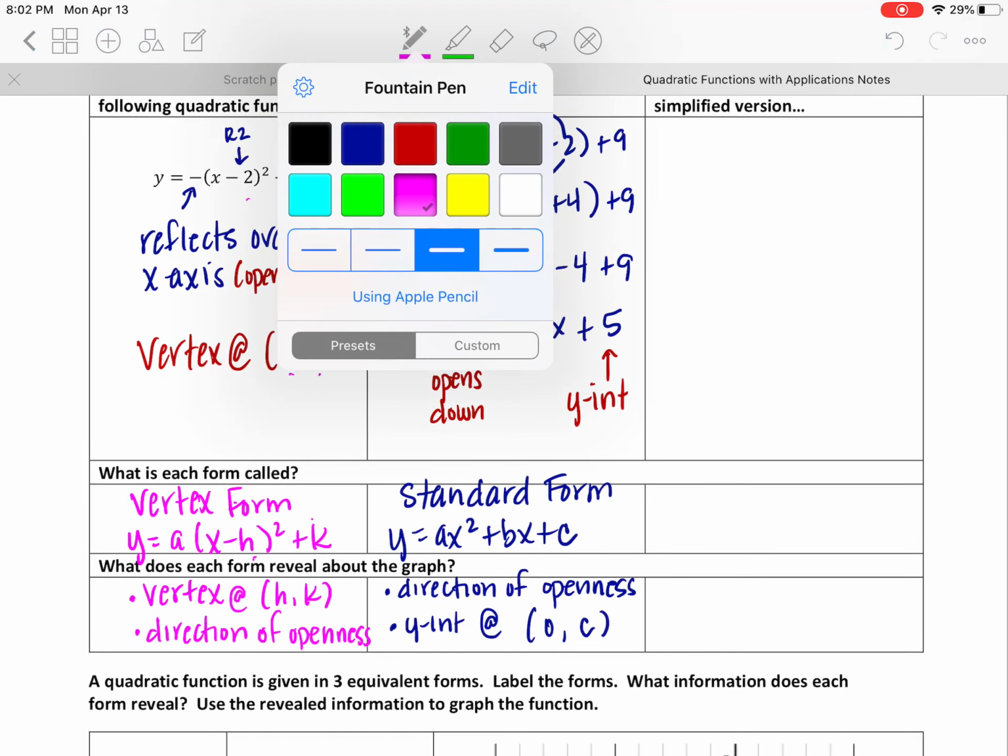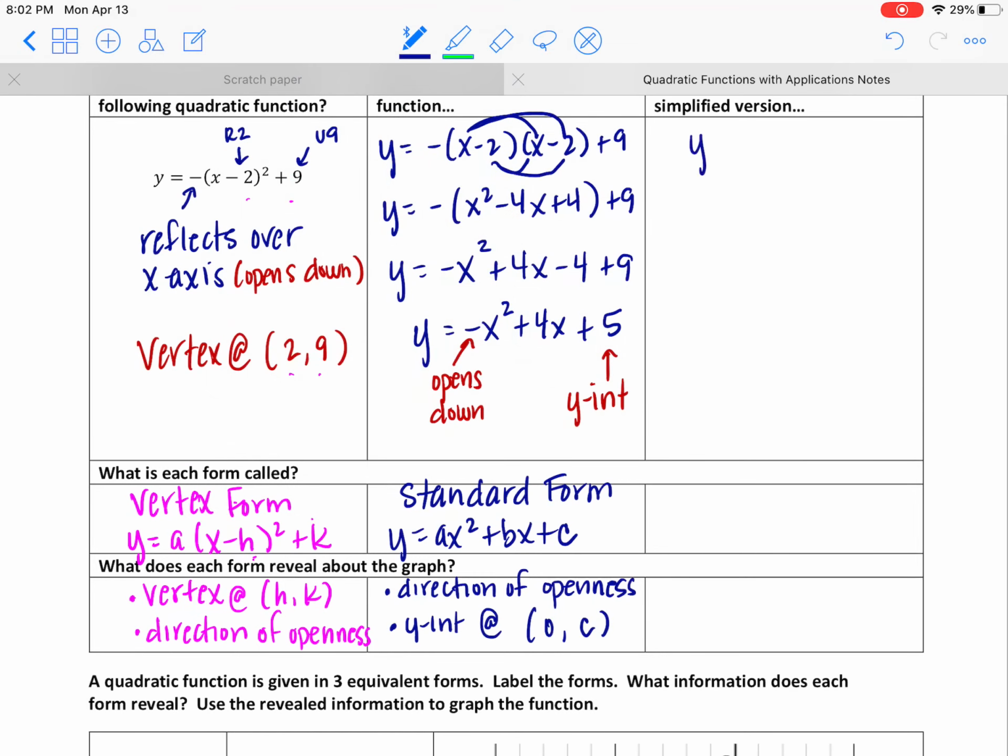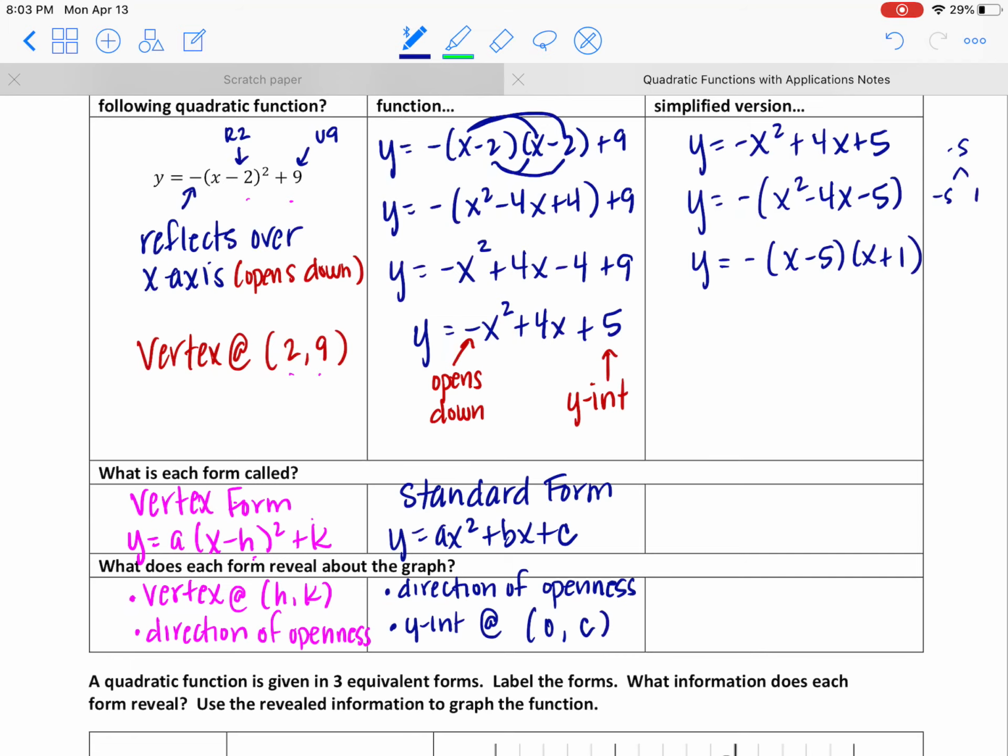Okay? Now, let's take this simplified form, negative x squared plus 4x plus 5, and let's factor it out. If we were to factor this, we would take the negative out first. x squared minus 4x minus 5 would be left. And then factors of negative 5 that make negative 4 would be negative 5 and 1. So we would have a negative, and then an (x minus 5) and an (x plus 1).